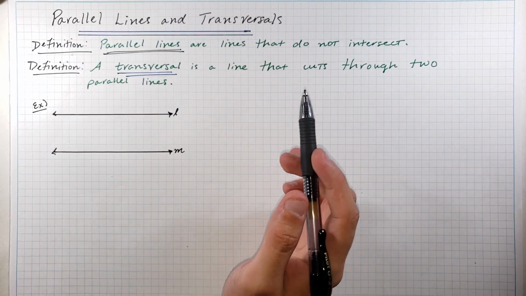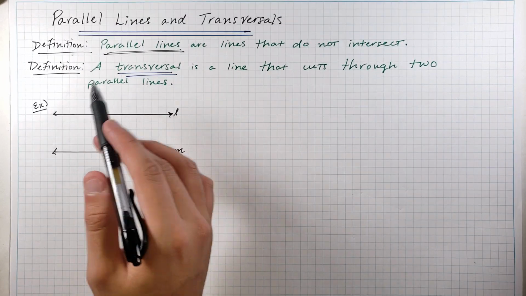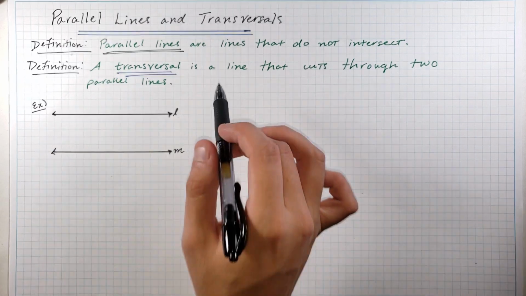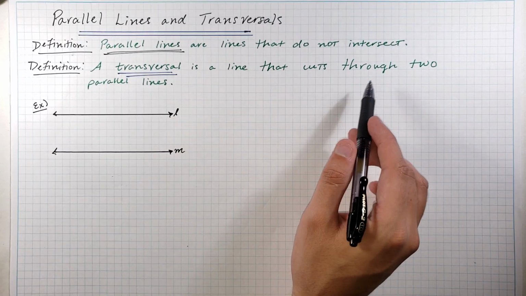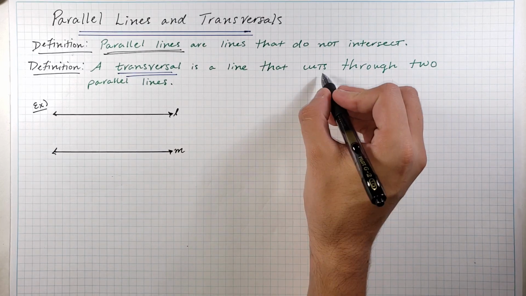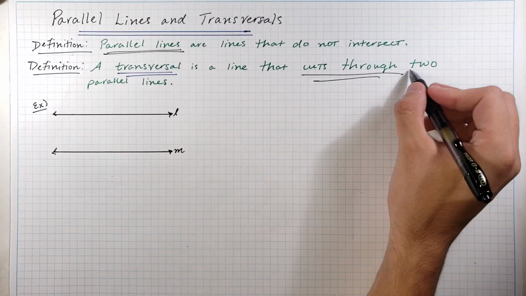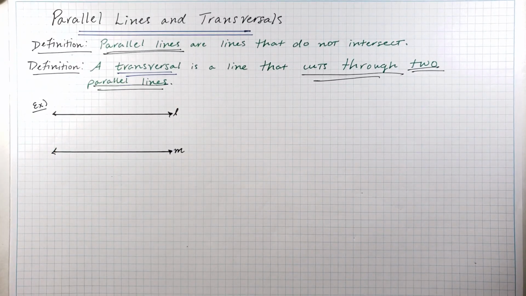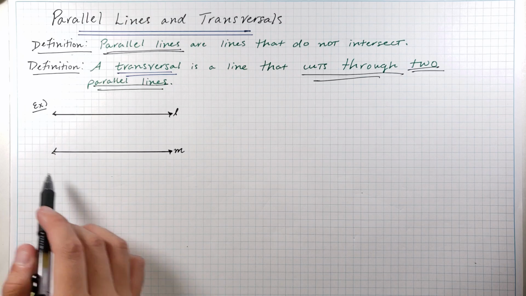Now we're going to be introducing this new thing called transversals. And a transversal is a line that cuts through two parallel lines, right? It cuts through two parallel lines, all right? So let's look at this example right here.